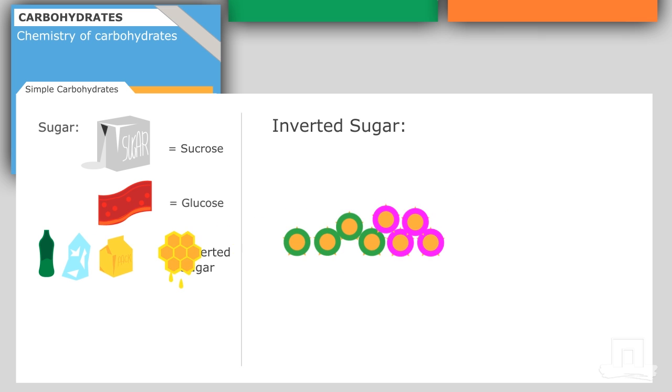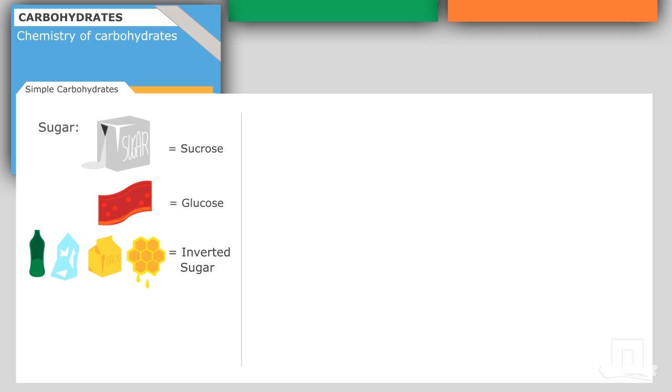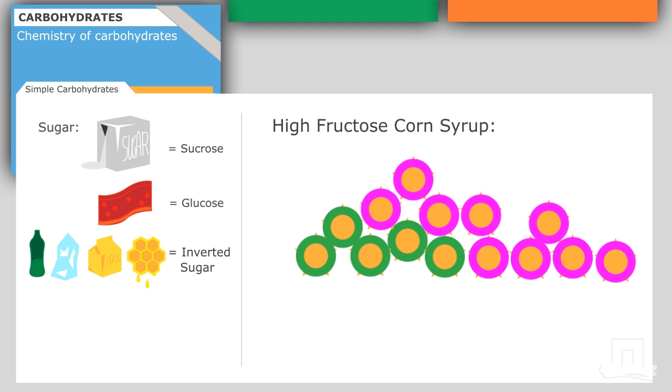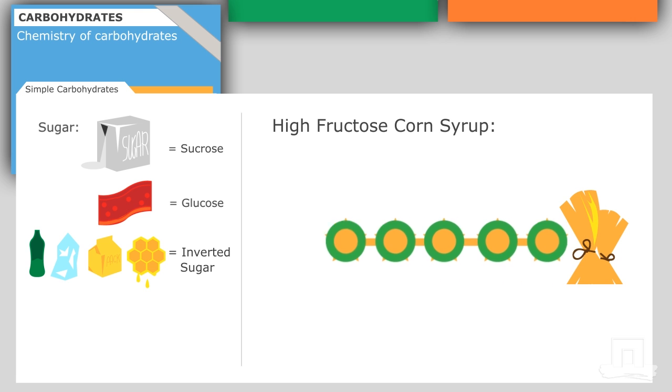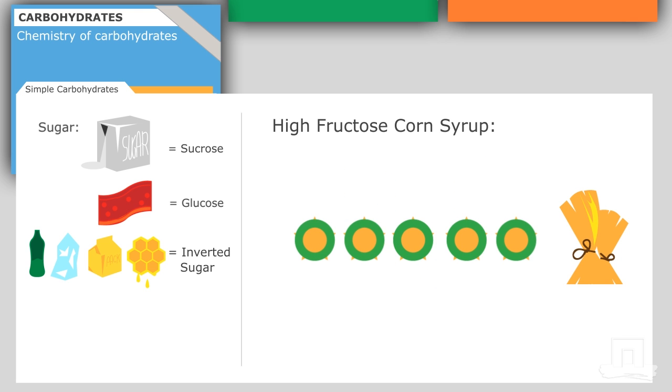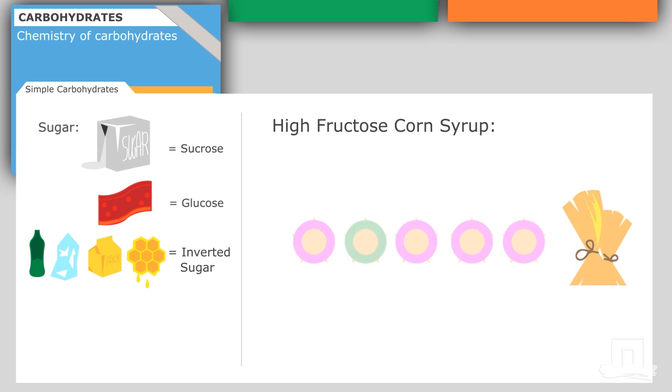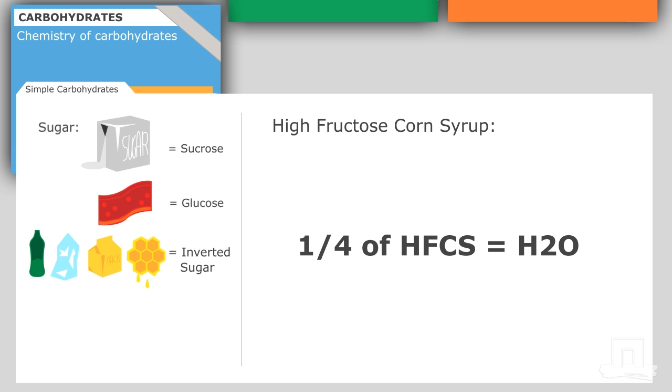Now, many of you have heard about high fructose corn syrup. Now, what is high fructose corn syrup? Actually, it's a mixture of glucose and fructose, and it originates from corn. Now, cornstarch is subjected to several enzymatic steps that convert the starch into glucose, followed by the partial conversion of glucose into fructose. Now, about 1/4 of the high fructose corn syrup is water.